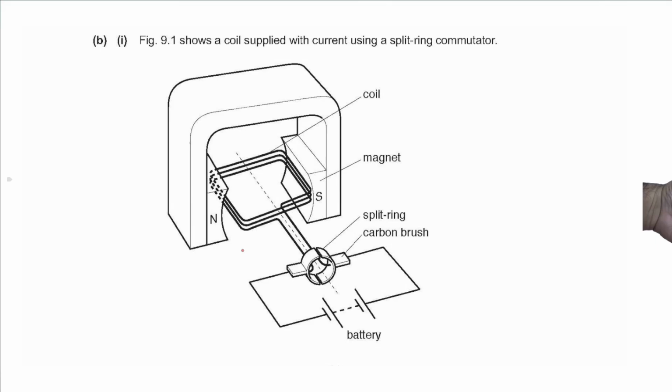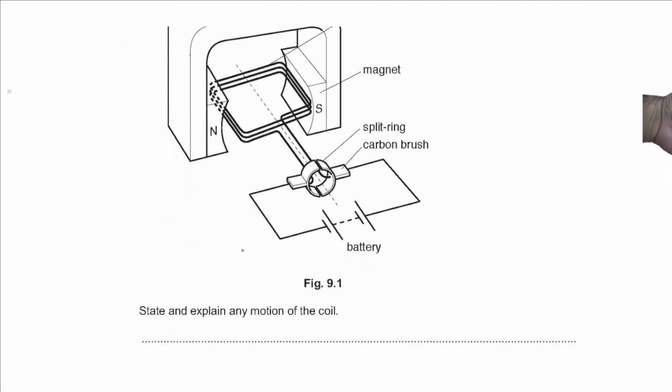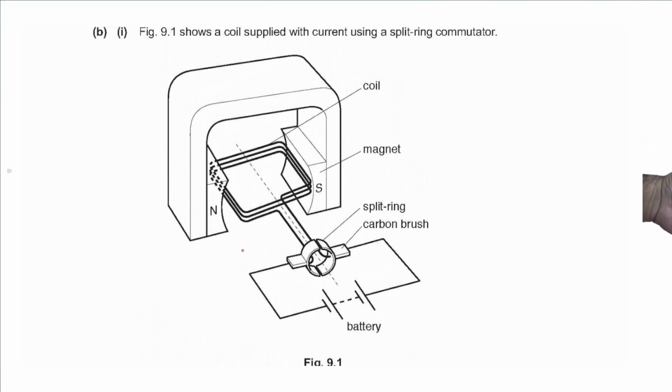Question B1 says figure 9.1 shows a coil supplied with current using a split ring commutator connected to a battery. State and explain any motion of the coil. The coil will rotate, but we need to know in which direction. We have the poles of the magnet and we have the polarity of the battery. The current goes from the positive side, moving in this direction, going into the page from this side and out of the page from this side to go back to the battery from the left hand side.